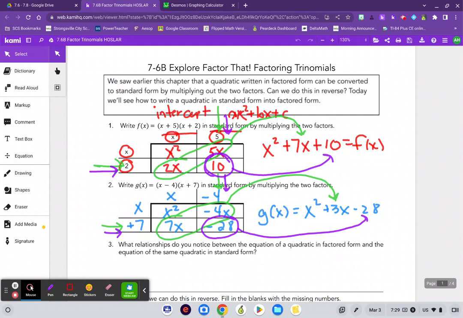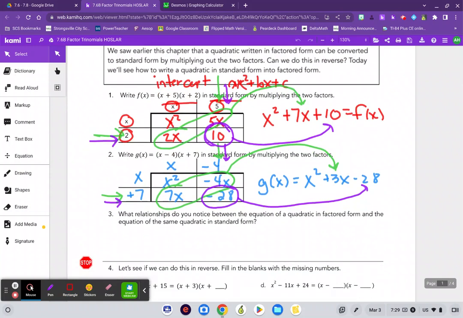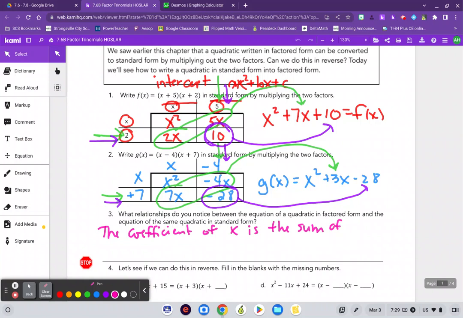And so I'm going to summarize those relationships. There were a lot of them. I'm going to summarize those relationships down here. I'm going to say that the x term, or the coefficient of x, is the sum of the two constants in parentheses.